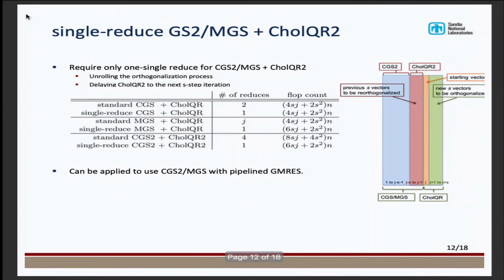Okay. So just to summarize, this is the complexity of this new single reduce version of Gram-Schmidt. For example, for CGS, we can have just one single reduce with no difference in the flop count. But for modified Gram-Schmidt, we have a slight increase in computational cost, and this is because we have to compute this new matrix T. And for the CGS2, we actually have fewer flop counts, and this is because some of the big matrix operations are now merged into one.